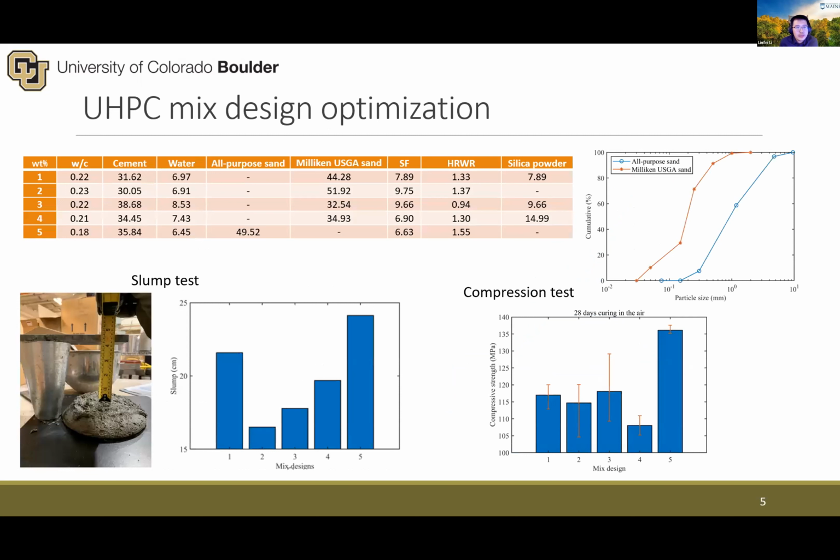The first step was some screening work on the UHPC mix design. We picked five different UHPC mix designs from already published work. Then we ran the slump test and compression test to pick the best one to move forward with. From the testing results, as you can see, number 5 provides the highest compressive strength along with a pretty good slump.